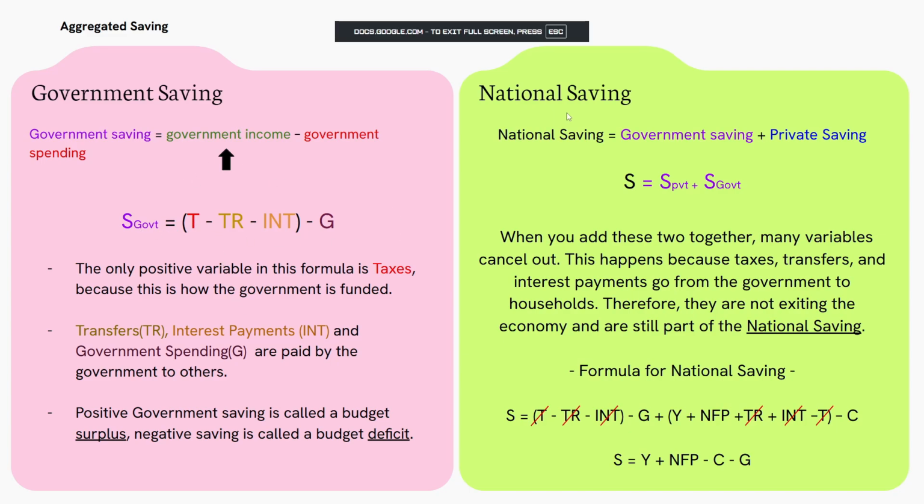And so the last thing we're going to talk about is national savings, which is government savings plus private savings.